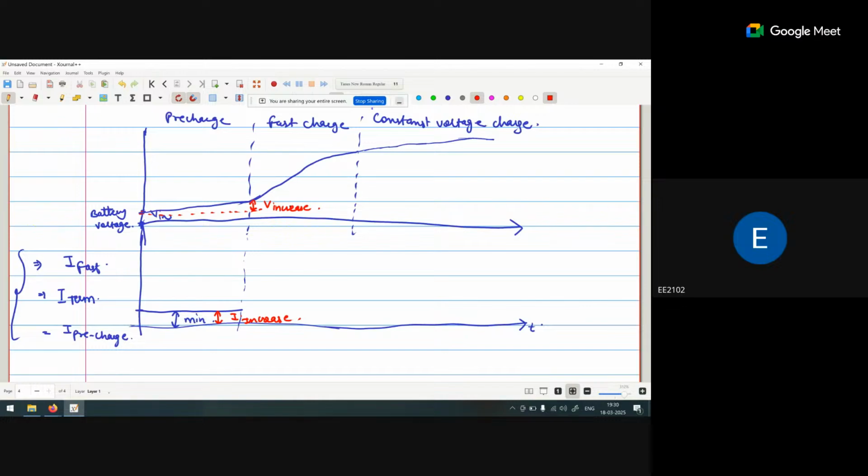Now, second is when the fast charging will be applied. So we have to provide a maximum current. So this is the I max, the maximum current, and that is the I minimum. And particularly due to this I max, this is the fast charging condition.